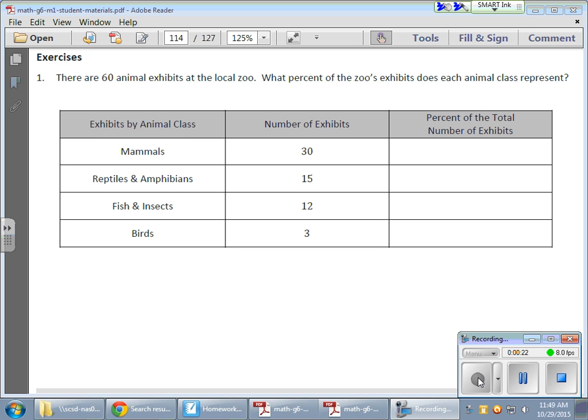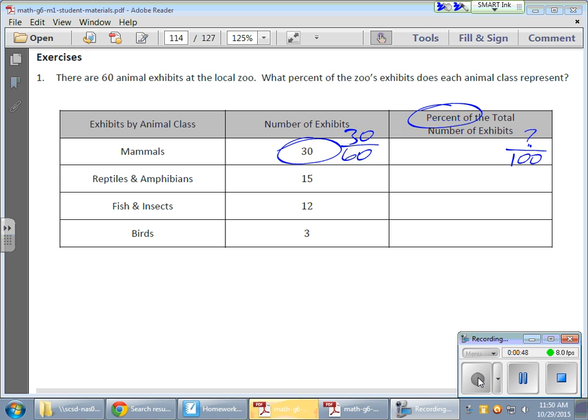So let's start with mammals. We have 30 exhibits of mammals here out of a total of 60. So right away, I'm going to write that as a fraction. So I have 30 out of 60. Now, ultimately, I want a percentage. Now, a percentage is some value out of 100. So over here, I want to find out what is that number out of 100, because once I find out that particular value, I then have the percentage.